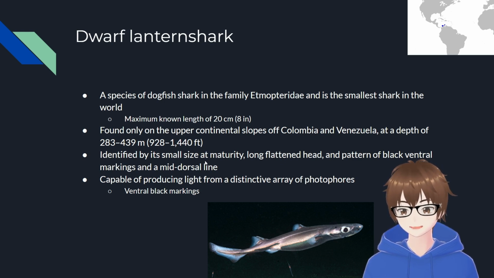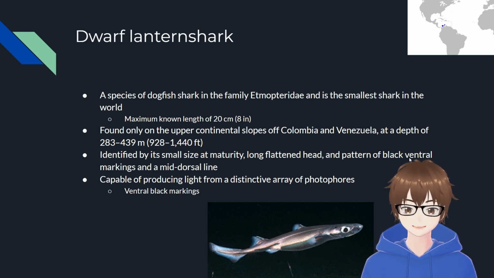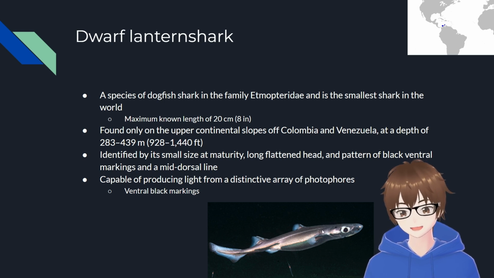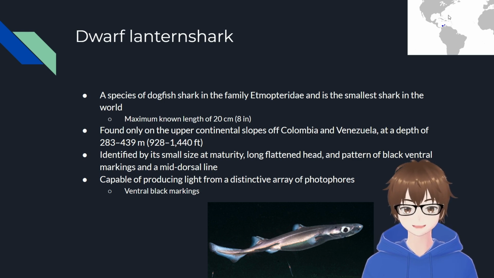It's identified by its small size at maturity, long flattened head, a pattern of black ventral markings, and a mid-dorsal line. It is also capable of producing light with a distinctive array of photophores and ventral black markings, like we said. Then there's another picture of it there, and at the top here we have a map showing where it's found, the continental slopes off Colombia and Venezuela.